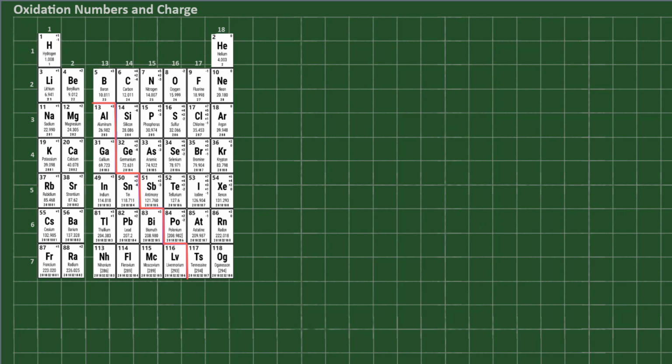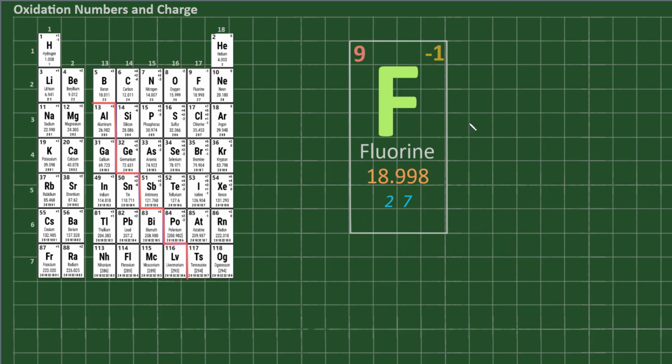Before I talk about the oxidation numbers, I'm going to do a bit of revision. The periodic table of elements provides a wealth of information. Right now, I'm going to zoom in on fluorine. So what is the information contained within this rectangle?